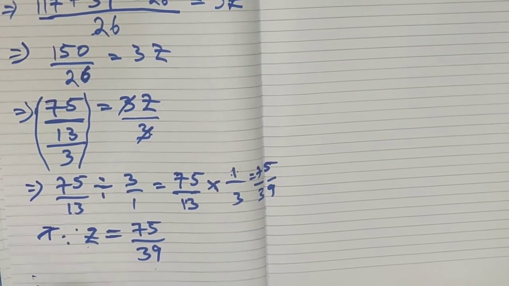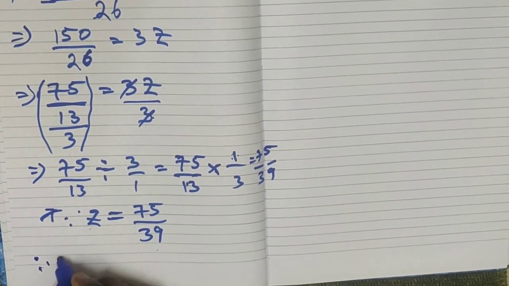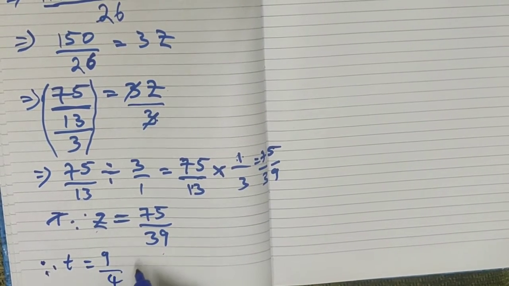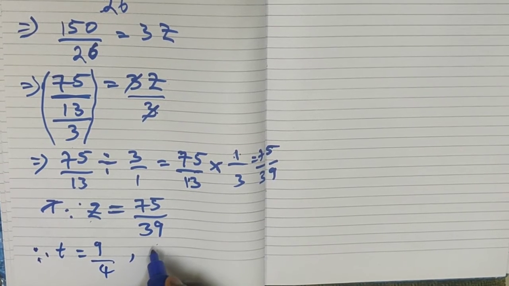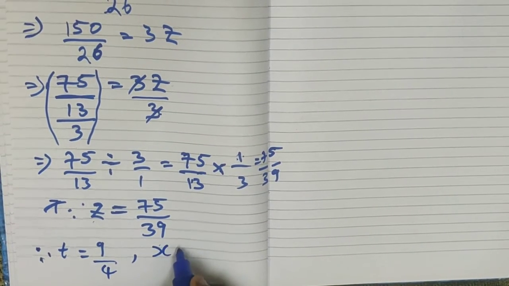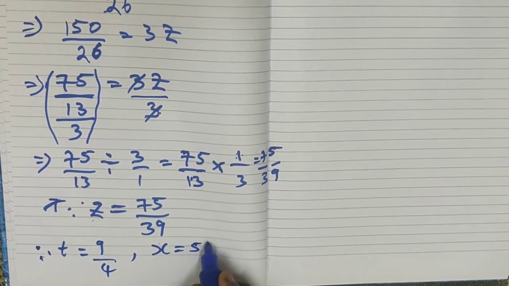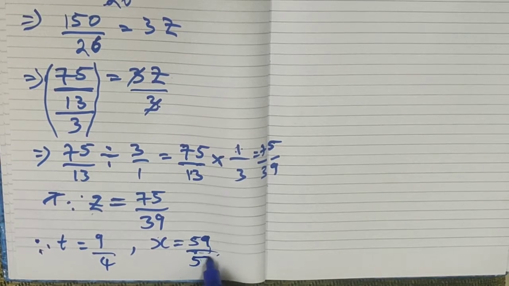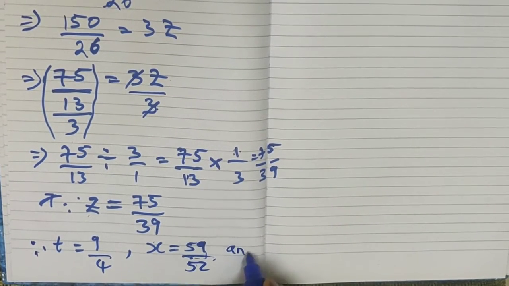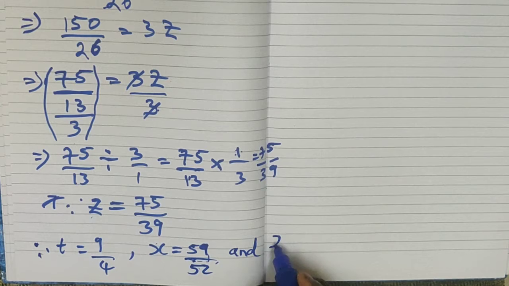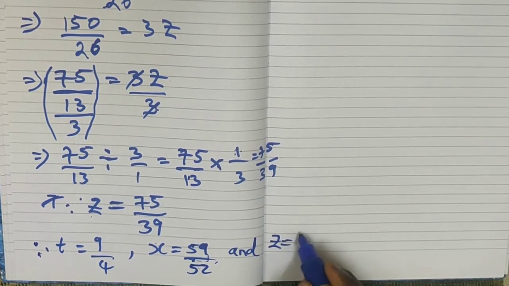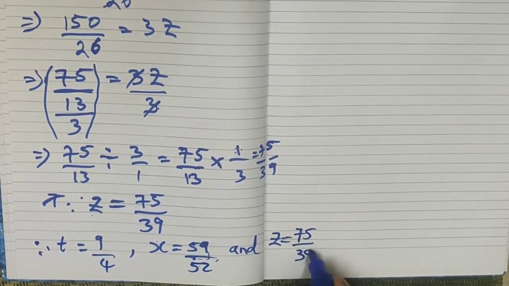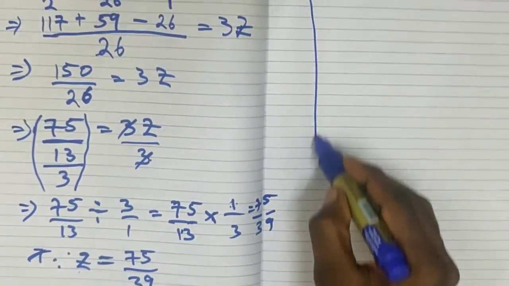Therefore t equals 9 on 4, x equals 59 on 52, and z equals to 25 on 39. So let's see.